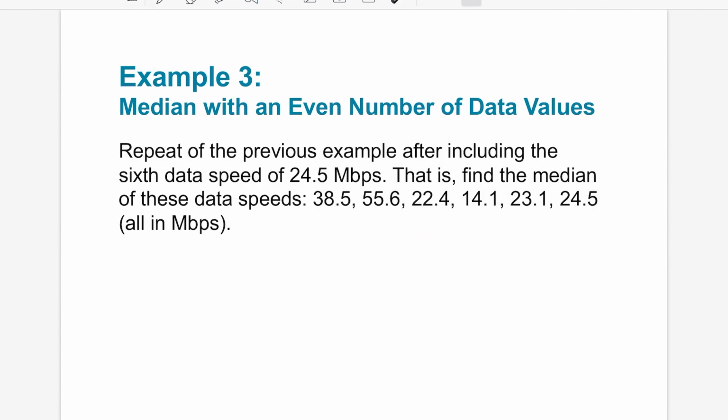Example 3, they want me to find the median for this data with 6 different values. The first thing I'm going to do is always rearrange my data from the least to the greatest. Because this data set has 6 different values, there's no actual number right in the middle. In order to find a median, I am going to take the average of the 2 middle values. So I'm going to take 23.1 plus 24.5 divided by 2 to get to my median.